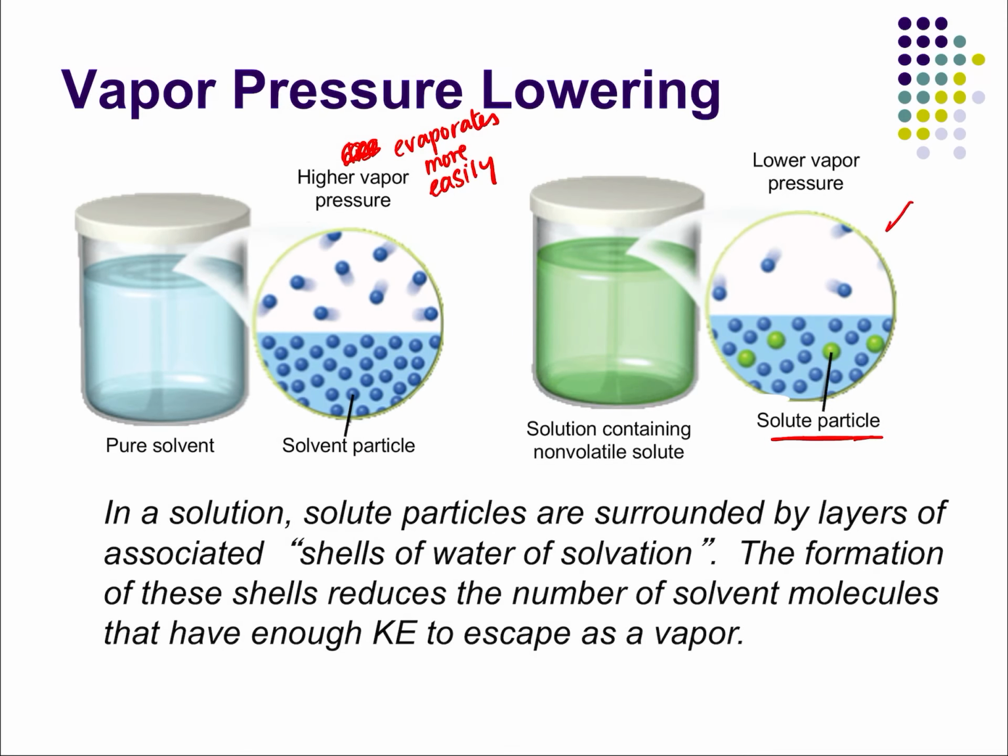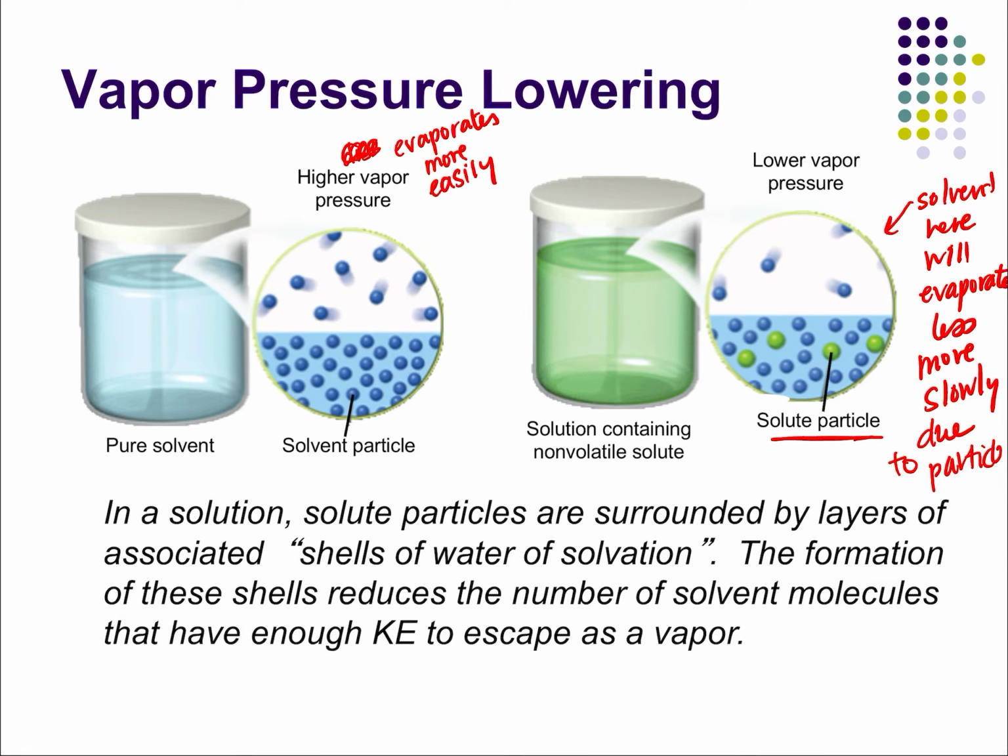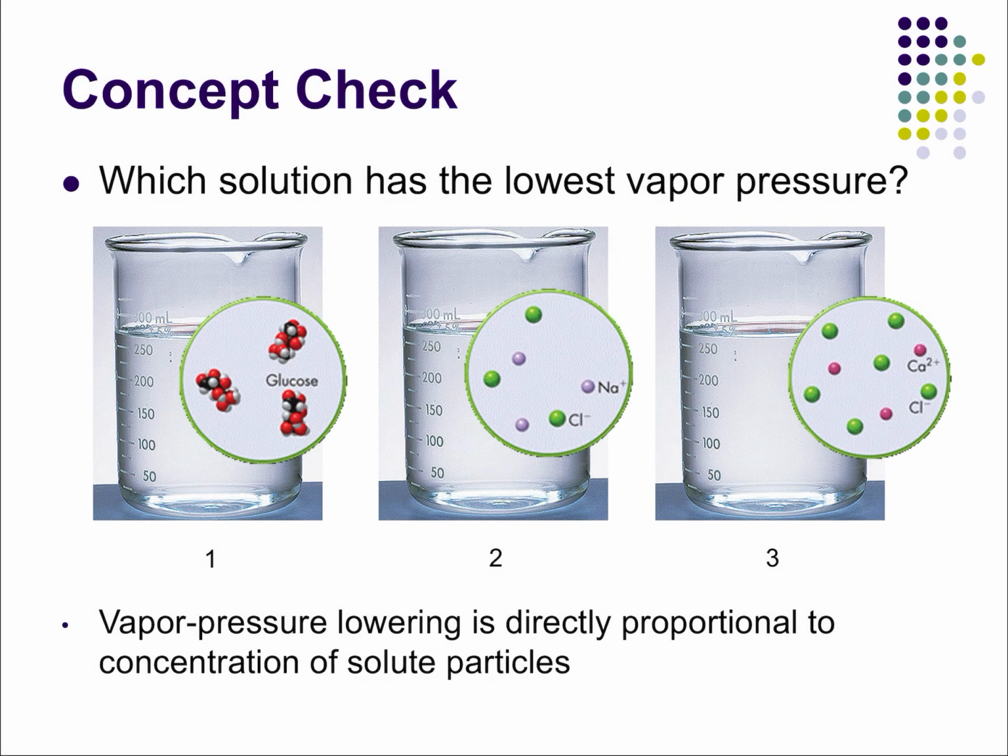So the water, the solvent here, will evaporate less or more slowly because there are solute particles in the solution. So no solute here, that's why it's a higher vapor pressure. Lower vapor pressure because there is solute. There are particles in that solution.